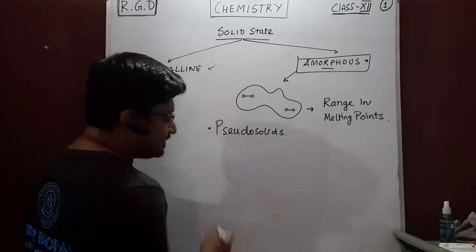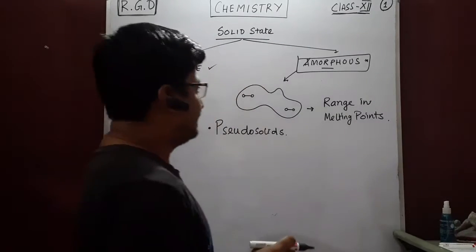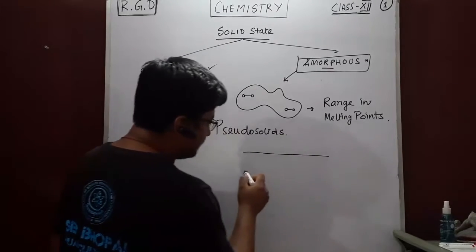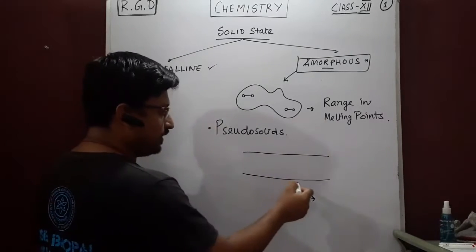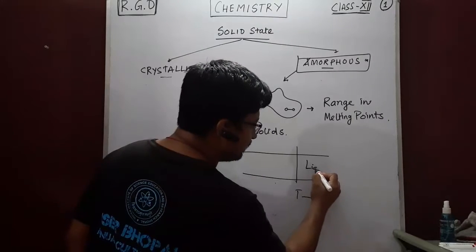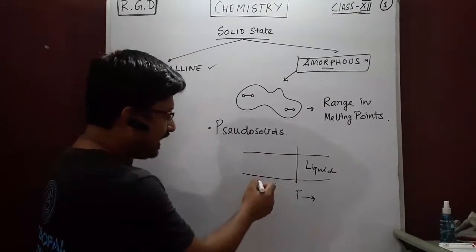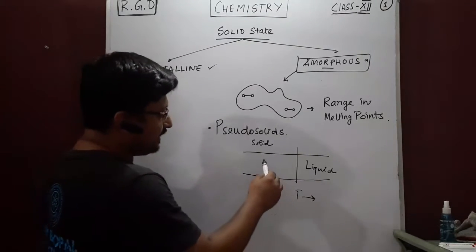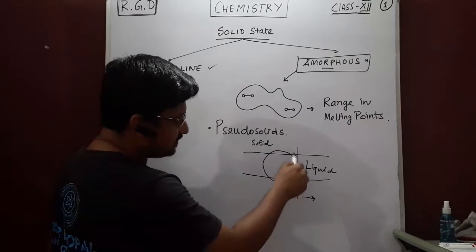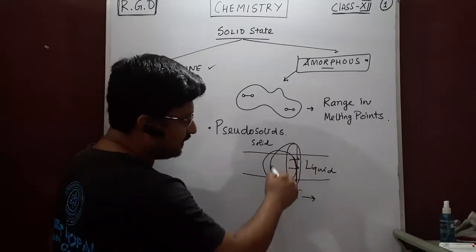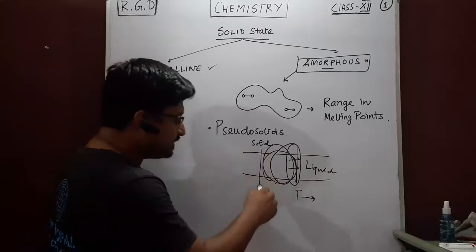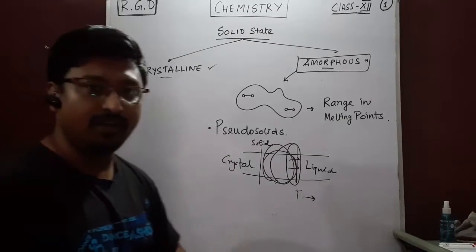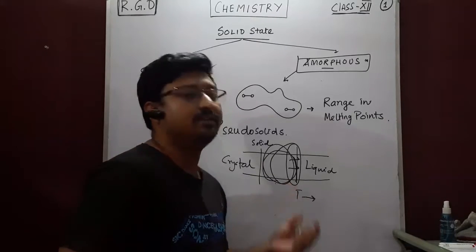Now, let me tell you where this amorphous belongs. Let's say you have this temperature range. This region is your liquid region, and this is your solid region. This is increasing temperature. This region is near to liquid. This part is purely crystal. But the region I am talking about, near to liquid, is where the amorphous solids exist.